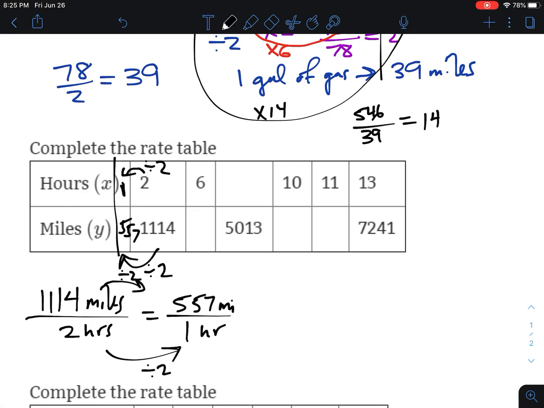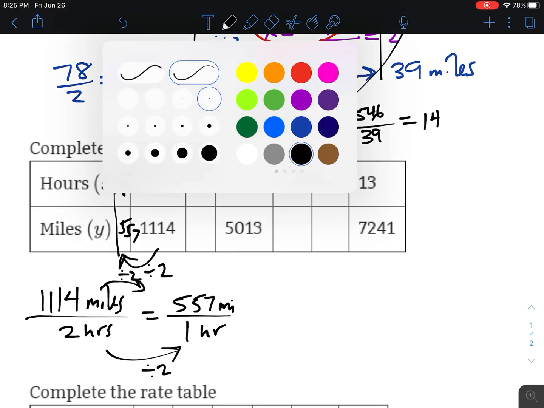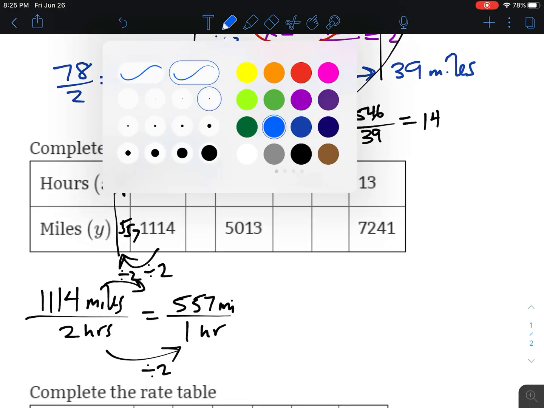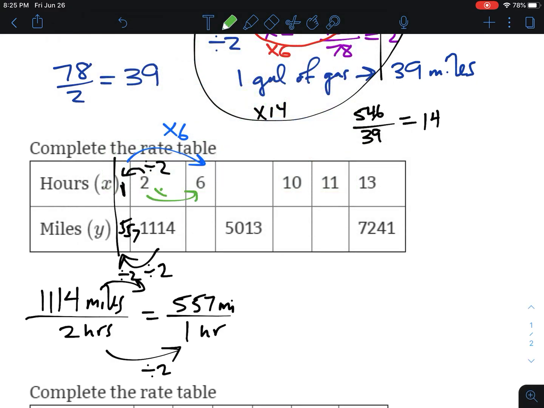So 557. So then if I want to go to 6, well, I could go from 2 or go from 1. 1 to 6 would be times 6, or I could go 2 to 6 times 3. It doesn't really matter, just pick one. I'm going to go 2 to 6 because I already had that here. So that's times 3 here. So take the 1,114, do that times 3, and we'll get our answer here, which is a very large number in a very small box.